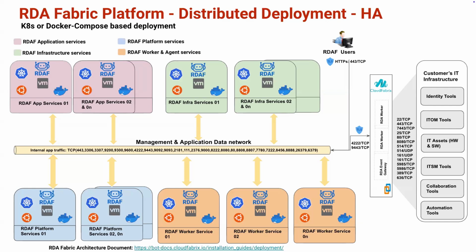You have the identity management tools, the IT operations and monitoring tools, and IT assets. You have ITSM tools like ticketing, collaboration messaging tools, and automation tools. All of these tools interact through our Fabric platform, either through RDA workers or even gateway, over secure ports like 4222 and 9443.